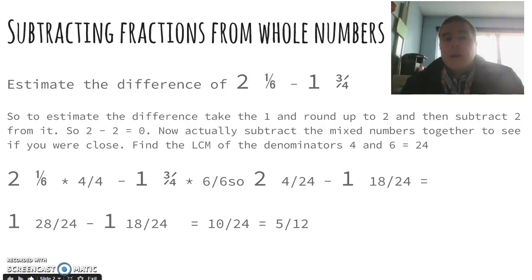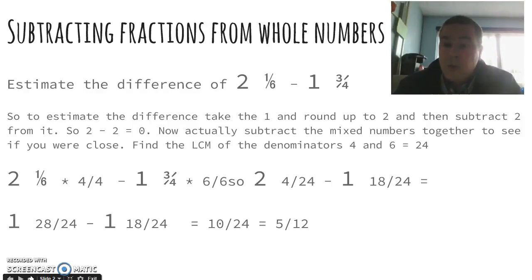So, subtracting fractions. We're going to estimate the difference of this problem, 2 1/6 minus 1 3/4. We need to first estimate to see about where our answer should be. In order to estimate this difference, you need to round up the second whole number, the 1. So you take the 1, round it up to 2, and then subtract 2 from it. So you're going to subtract 2 minus 2.